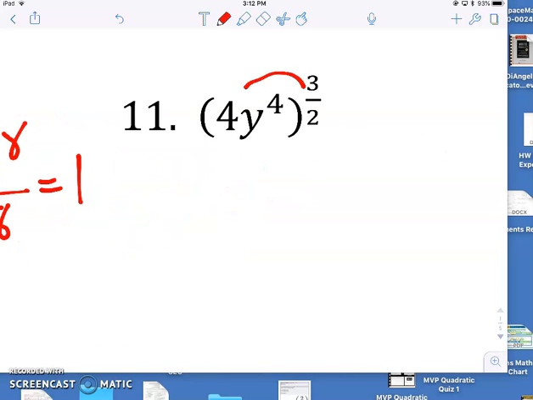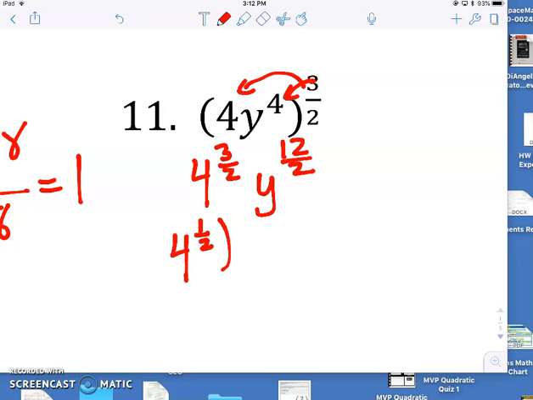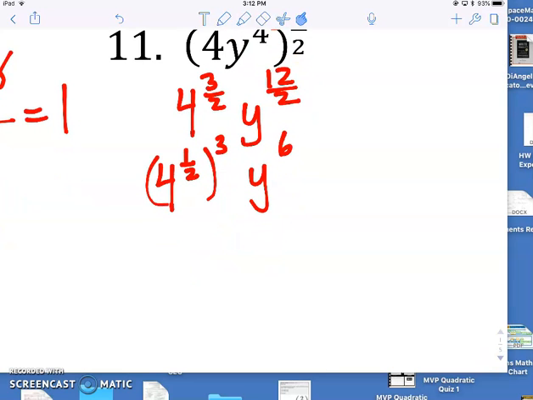So if we distribute this one, we have 4 to the 3 over 2, y. We multiply our numerators. So 4 times 3 is 12 over 2. And let's see, this one we can separate out. So the square root, or 4 to the 1/2 cubed, times y to the 6th. Well, 4 to the 1/2, square root, so 2 cubed. So we have 2 cubed y to the 6th. 2 cubed is 8y to the 6th.